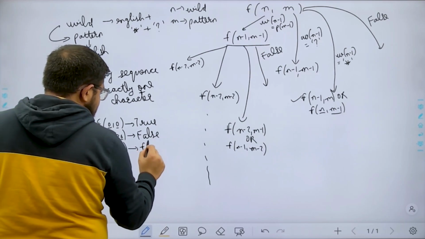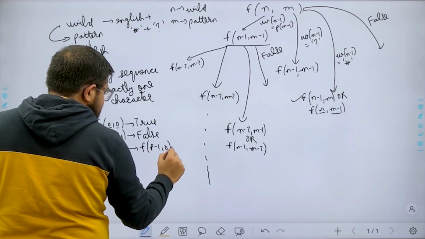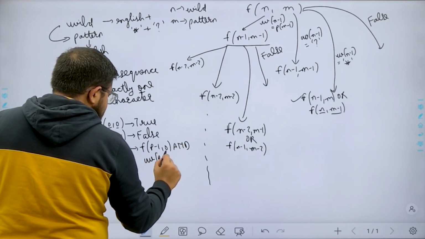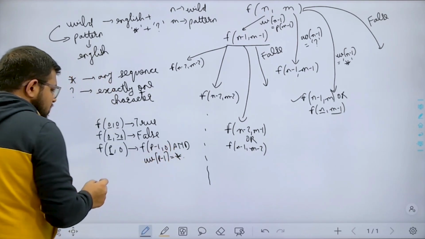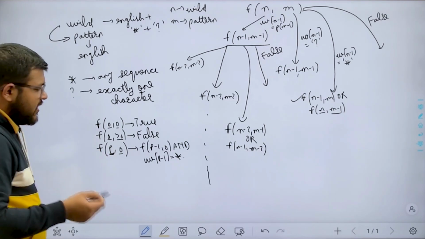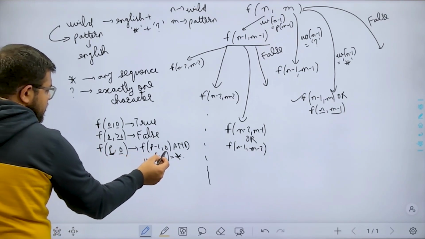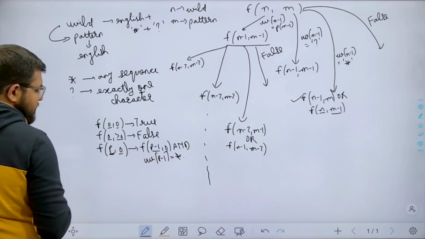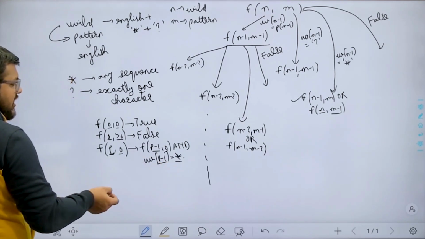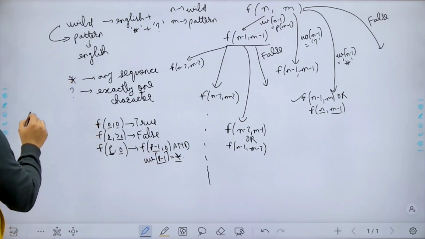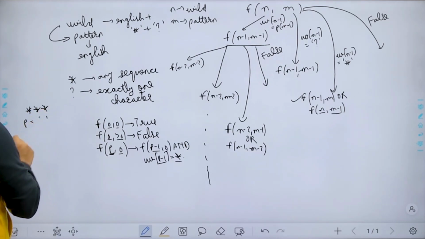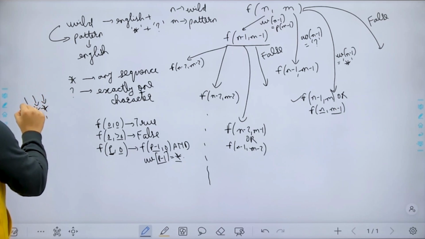Basically I can say this will be f of p minus 1 comma 0, and wildcard of p minus 1 must be equal to star. So what this is trying to say is, can I generate a 0 length pattern from a p length wildcard? Yes, you can, if you can generate a 0 length pattern from the remaining p minus 1 characters of the wildcard, and the pth character of the wildcard must be star, so that you can replace the star with the empty string. Let's say your wildcard string is star star star and your pattern is empty. So you can replace this with empty, this with empty, and this with empty.